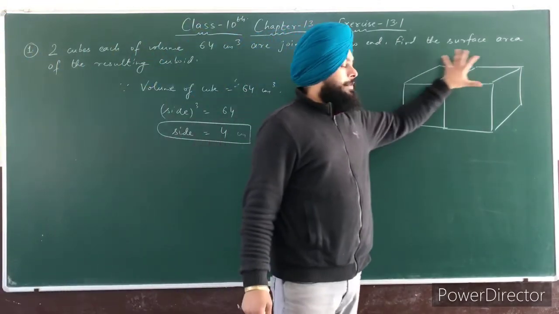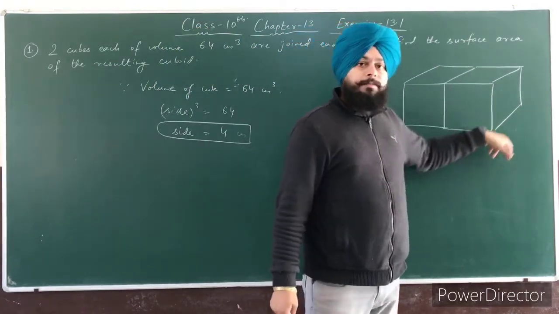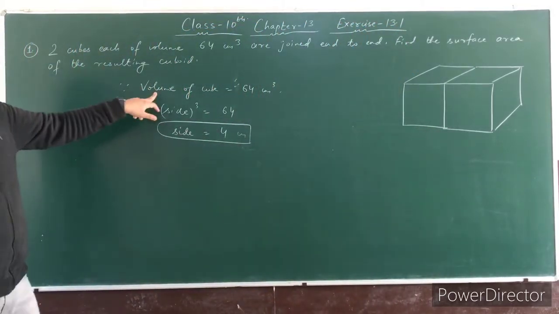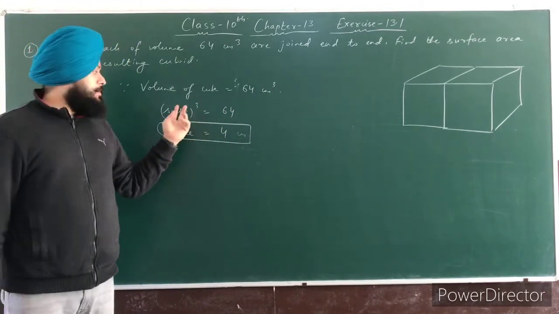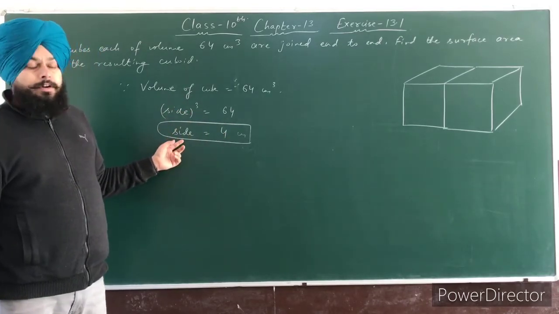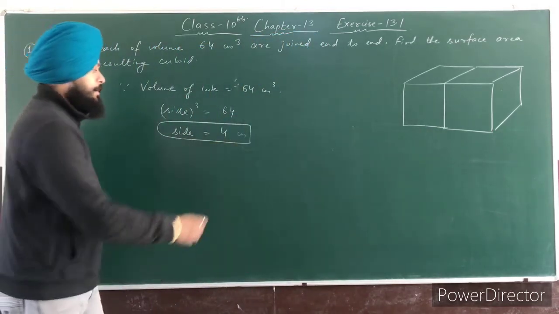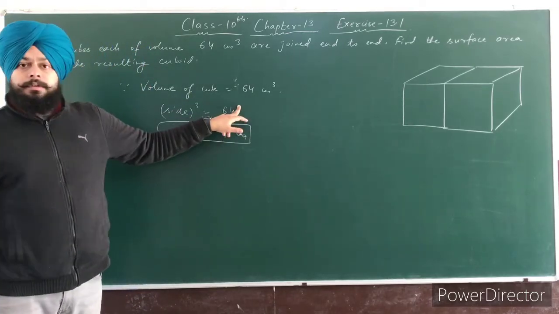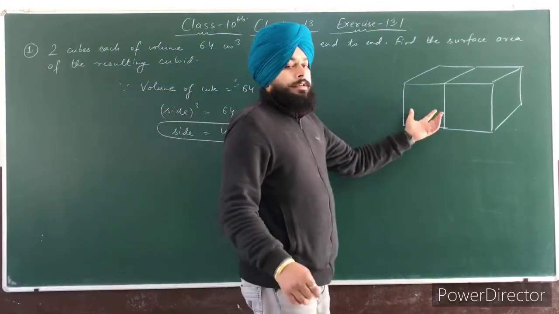You have to find the total surface area of this resulting cuboid because the length is increased, the height should be the same and the breadth should be the same for this resulting cuboid. Since the volume of the cube is 64 cm³ and we know that the volume of a cube is side cube, side cube is equal to 64. From here we can find the length of each side of the given cube. Side is 4 cm because 64 is a perfect cube. When you take this cube to the right hand side, it becomes cube root, and the cube root of 64 is 4. So the side of each cube is 4 cm.